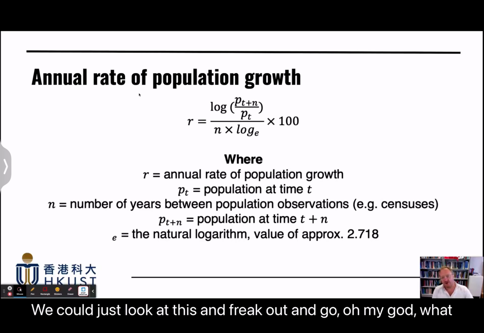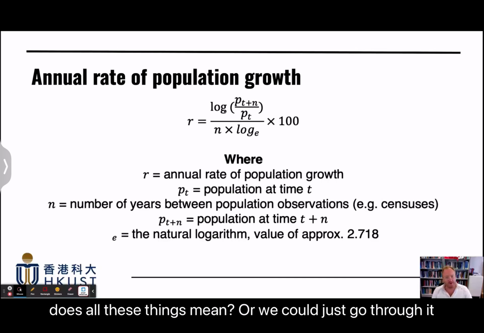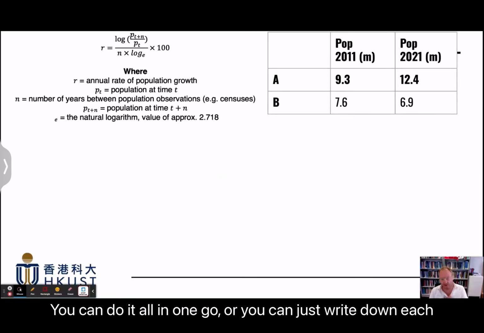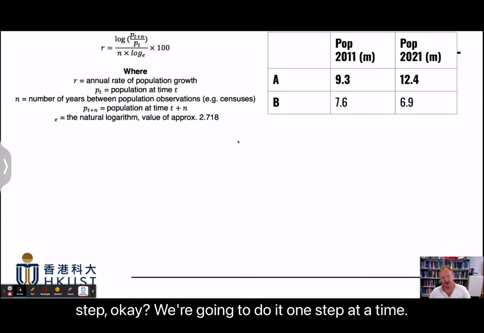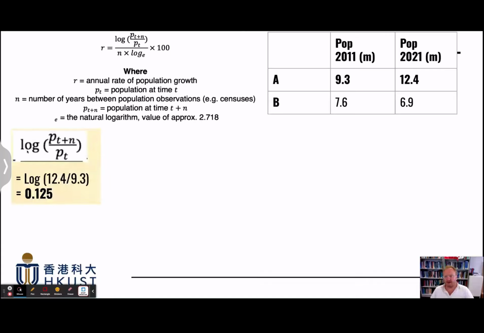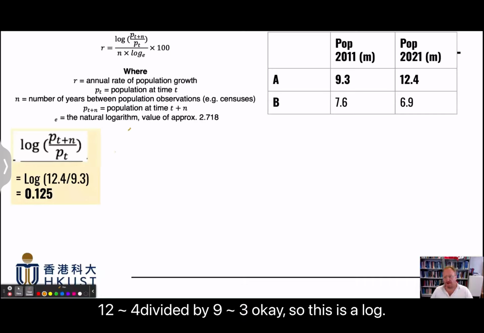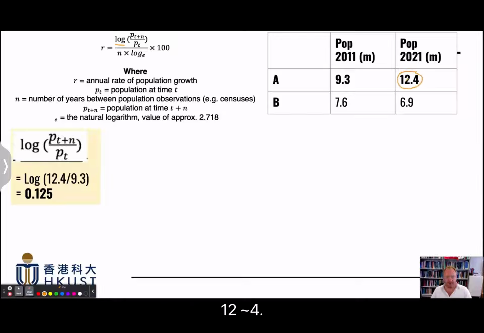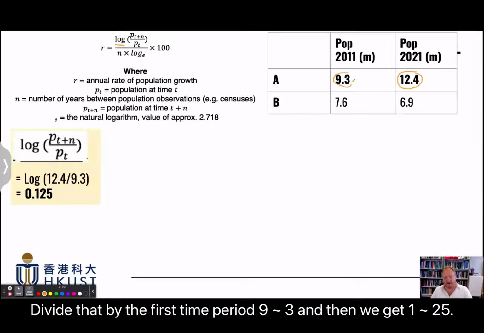Now, we could just look at this and freak out and go, oh my God, what do all these things mean? Or we could just go through it step by step. So this is what we're going to do. Maybe you get your calculator out. You can do it all in one go, or you can just write down each step. Okay, we're going to do it one step at a time. So the first thing we're going to do is log 12.4 divided by 9.3. Okay, so this is a log, and then we're going to take the second time period here, 12.4, divide that by the first time period, 9.3, and then we get 1.25.